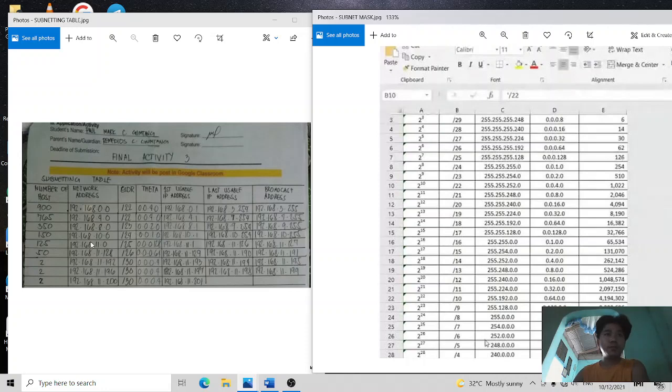0.0.2.0 equals 192.168.10.0, plus 0.0.1.0 equals 192.168.11.0, plus 0.0.0.128 equals 192.168.11.128, plus 0.0.0.64 equals 192.168. So the formula is network address plus theta equals the next network address.